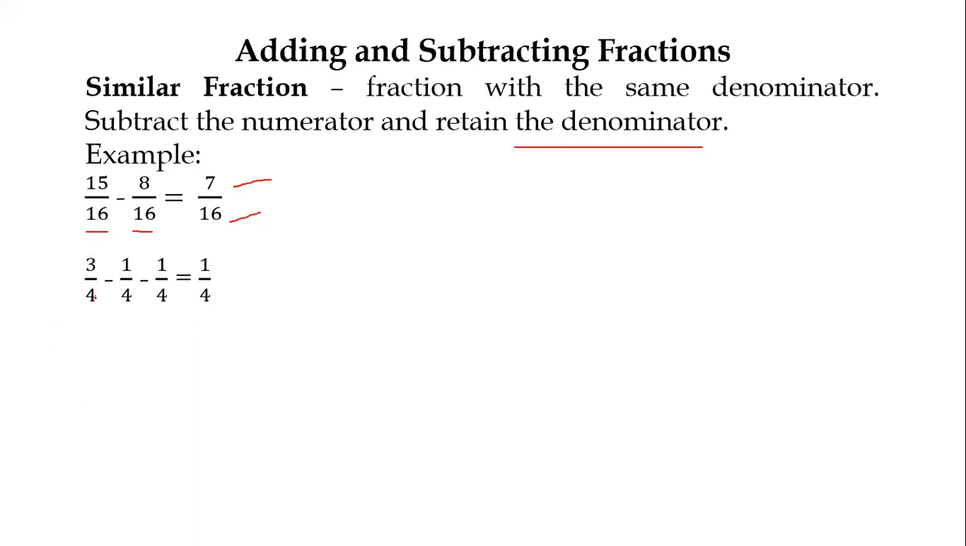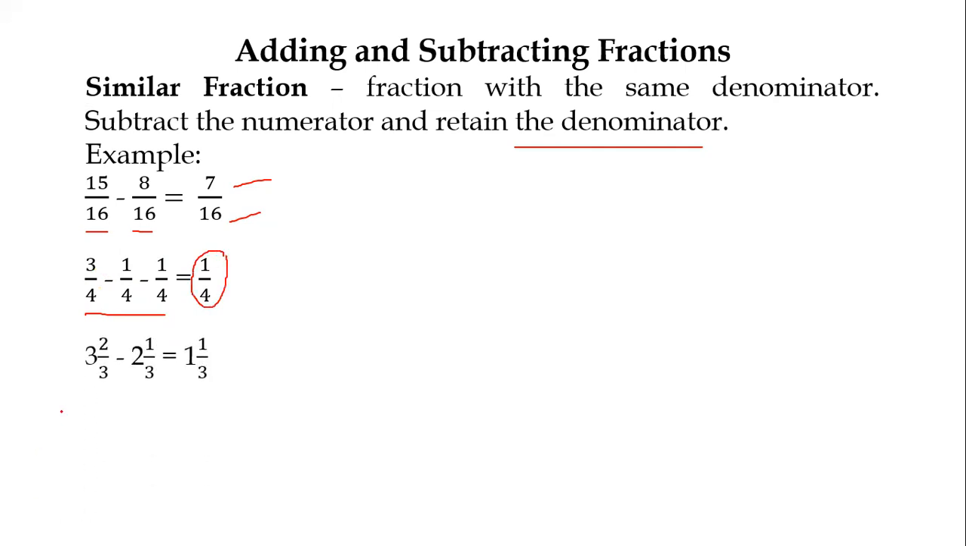Next, 3 over 4 minus 1 over 4 minus 1 over 4. Similar denominators. When the denominators are similar, subtract the numerators and then copy the denominator. So 3 minus 1, that's 2, minus 1, that's 1 over 4. Okay, so it's very easy, right?